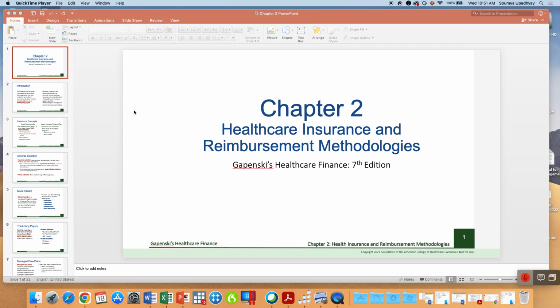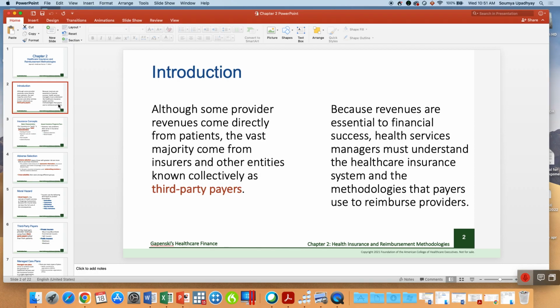The way third-party payers pay hospitals can get very complicated because it might be difficult to judge the quality of services. There are several codes involved, and that makes the whole process very difficult, and also the methodologies.